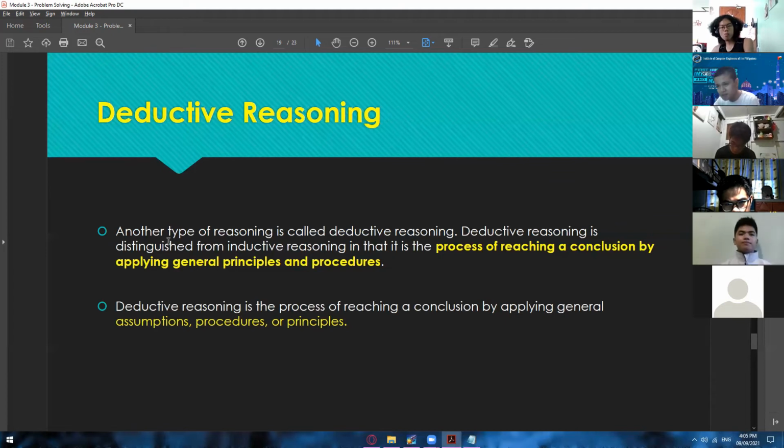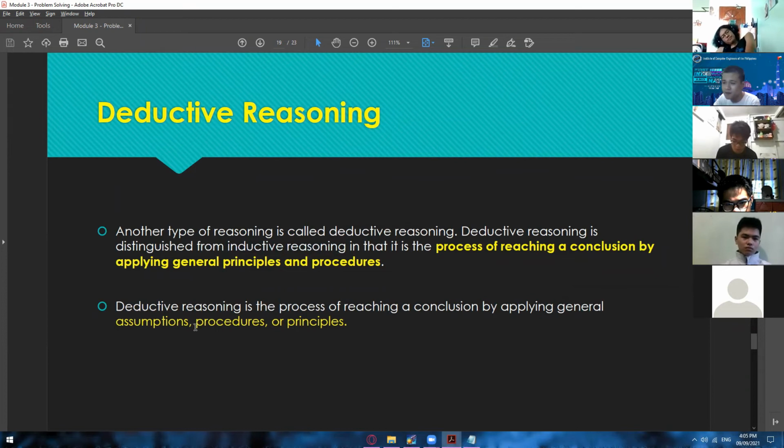So here is another type of reasoning, called deductive reasoning. Deductive reasoning is distinguished from inductive reasoning in that it is the process of reaching a conclusion by applying general principles and procedures. So deductive reasoning is a process of reaching a conclusion by, again, applying general assumptions. This part is kind of the same, we forgot to highlight this general. So this is part of these assumptions, which is kind of the same as inductive reasoning. That's why it's being distinguished from inductive reasoning.